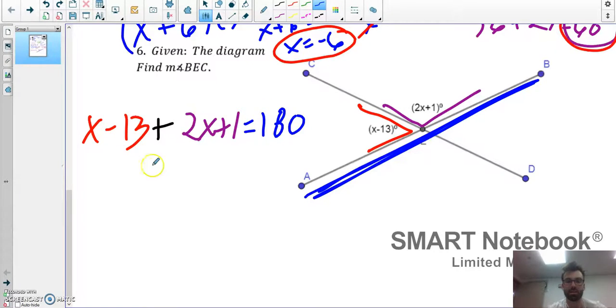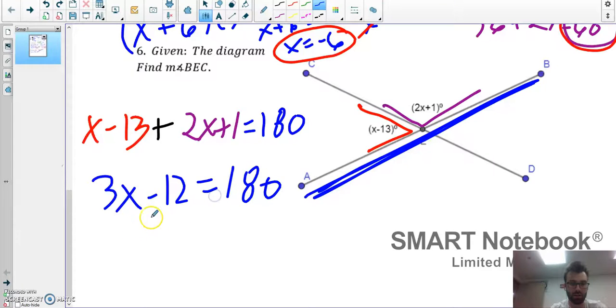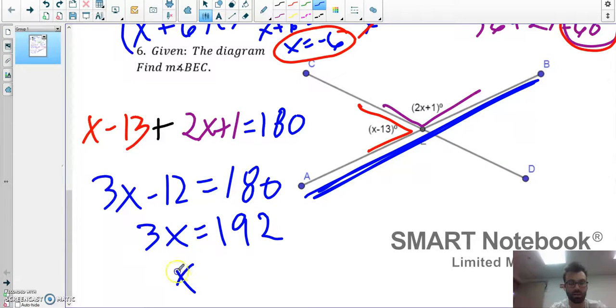All right, so now let's add these together. Combine our like terms. 2x plus x is 3x. 3x minus 12 equals 180. Add 12 to both sides. 3x equals 192. Divide by 3. x equals 64. 3 goes in there 6 times, remainder 1. Yeah, 64. So x is 64.